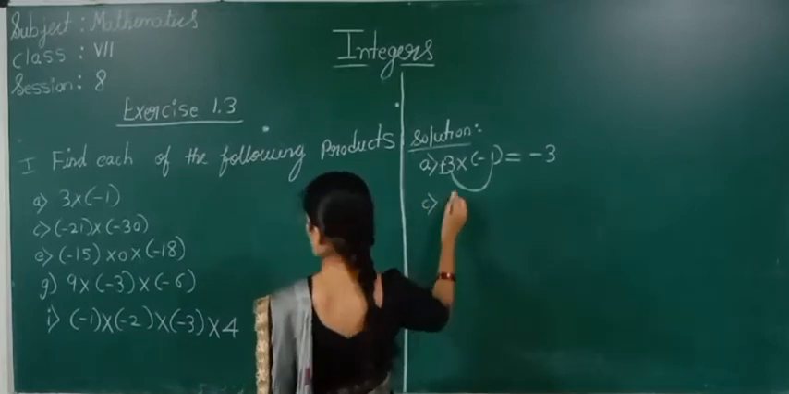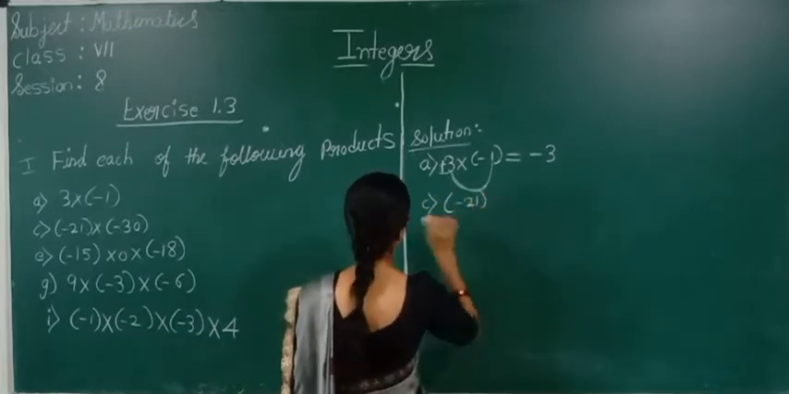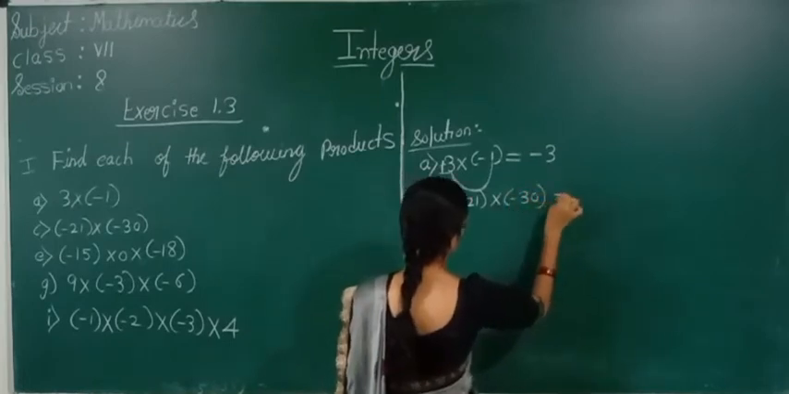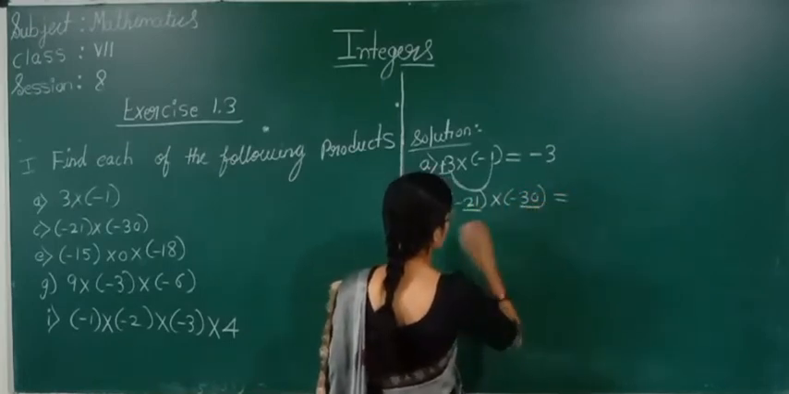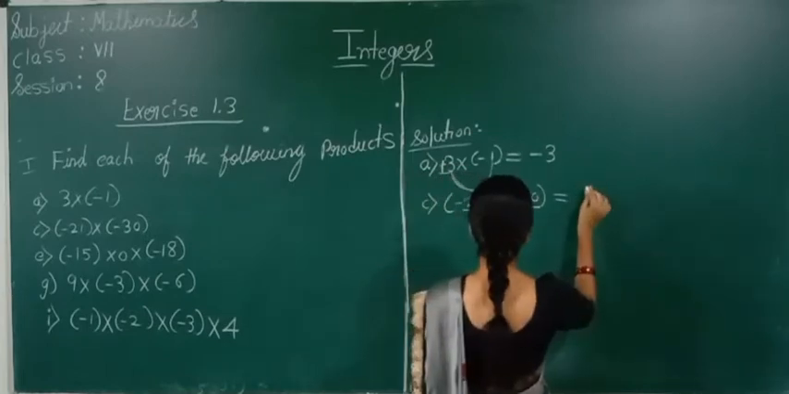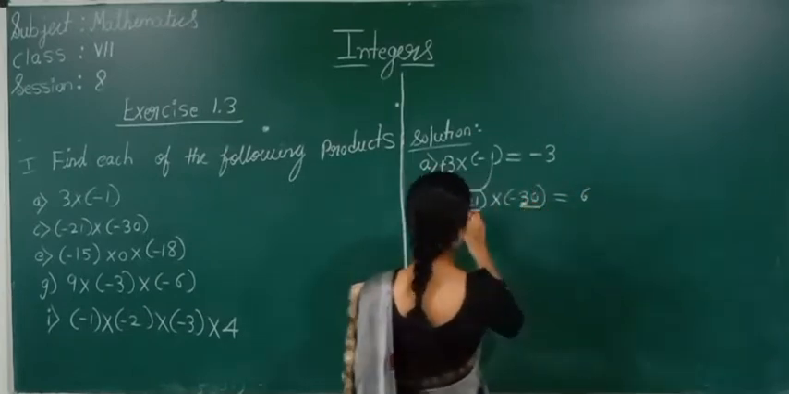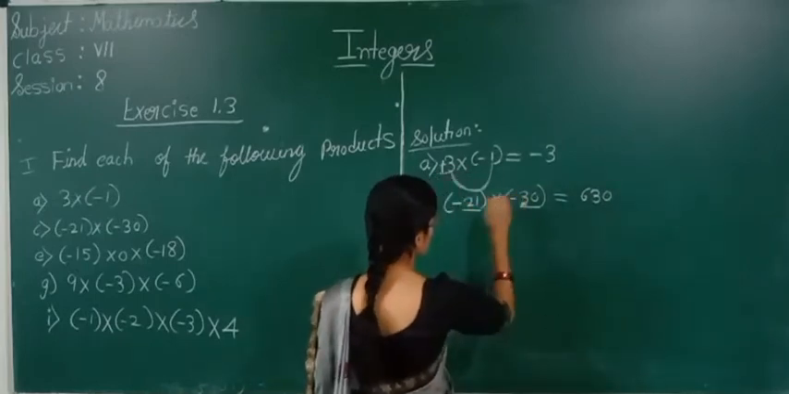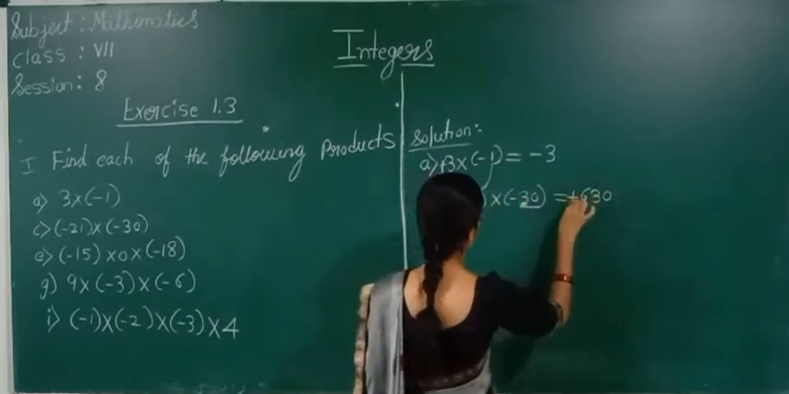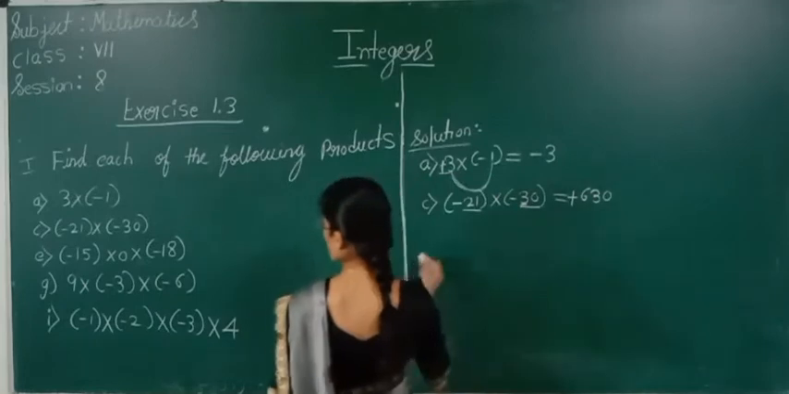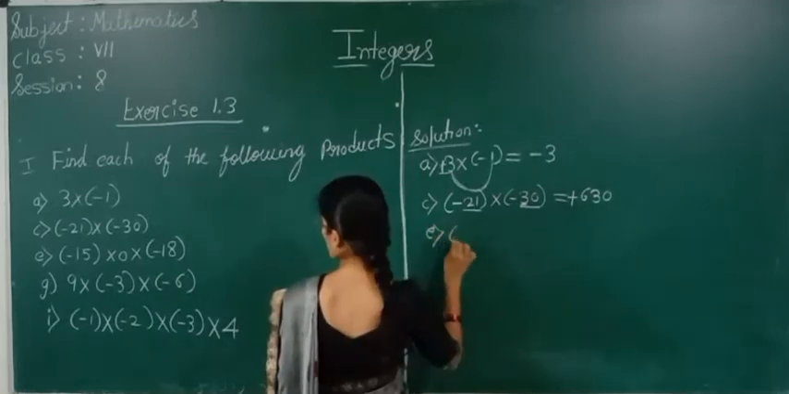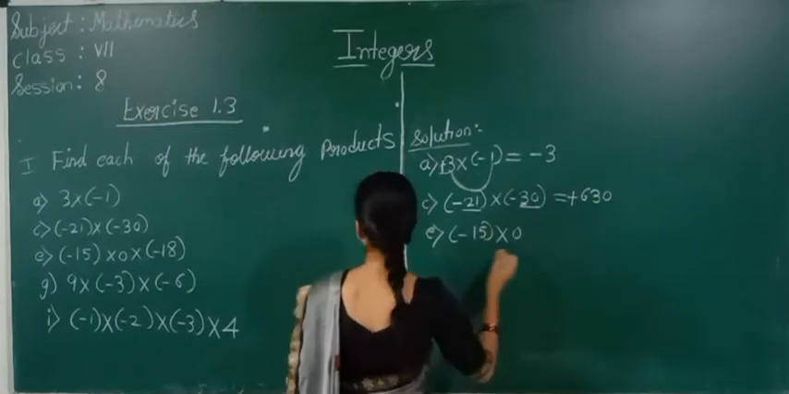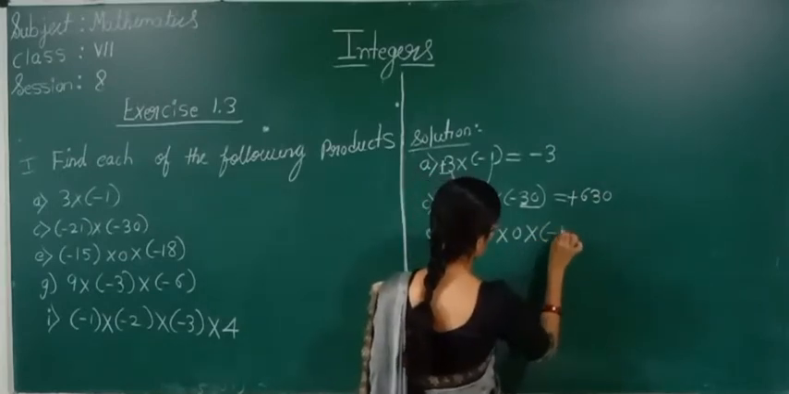Next, see once here, minus 21 into minus 30. Multiply, what is 21 thirties? It is 630. When two negative integers are multiplied, we get a positive integer. Yes or no? Next, E1: minus 15 into 0 into minus 18.